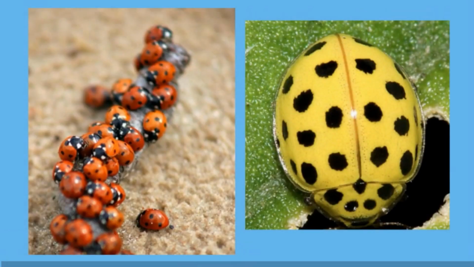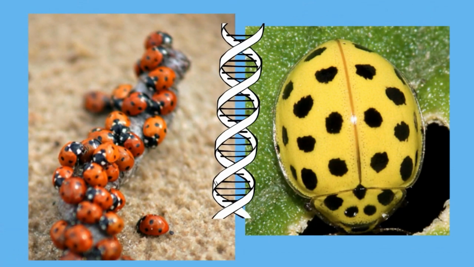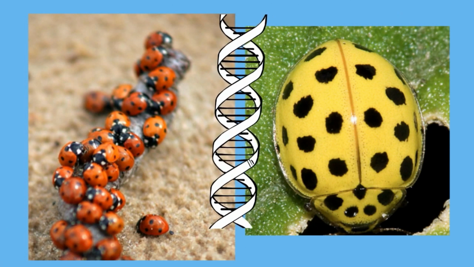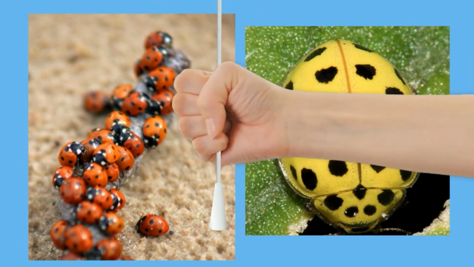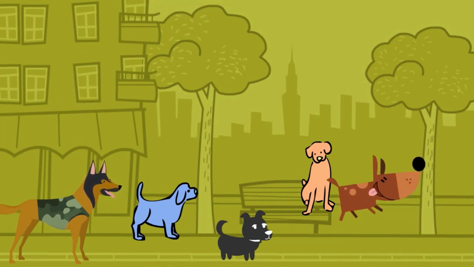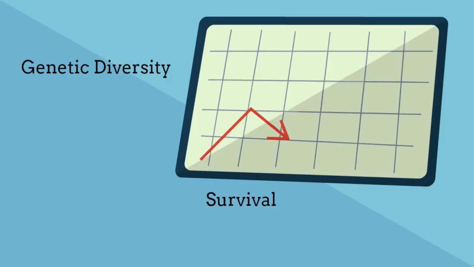For example, ladybugs come in a variety of colors. The color is controlled by genes that give the species of ladybugs a greater chance of surviving as environmental conditions change. Think of the variety of dogs. The different shapes and colors of dogs are controlled by genes and either increase or decrease the genetic diversity. Greater genetic diversity increases the odds of survival of the species or populations as the ecosystem changes.